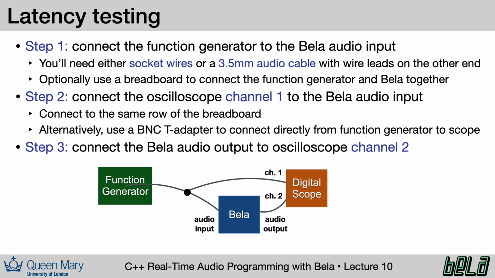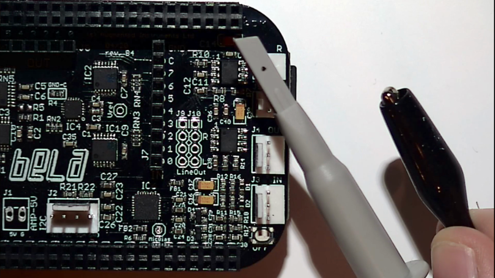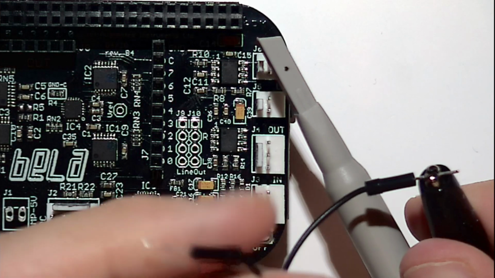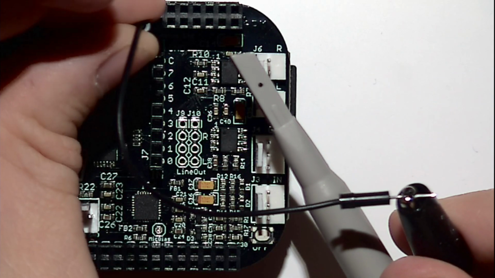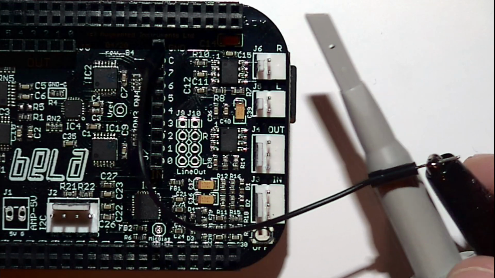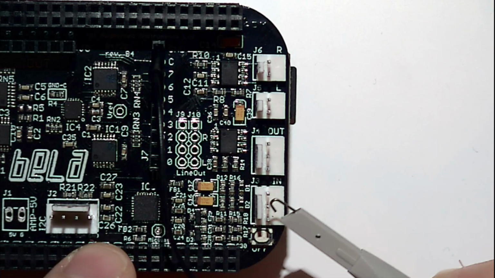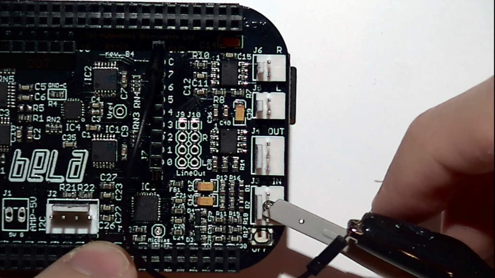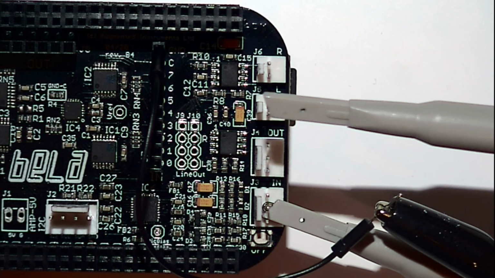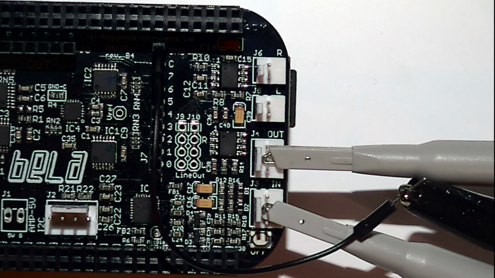Let's look at these things in practice now. Okay, so here's the probe for channel 1, and we're going to connect the ground lead of the probe to this wire here. And we will connect that to the ground on the Bela board, like so. And we will connect the probe tip to the left channel of the audio input, which is the middle of these 3 pins, like that. Okay, now we have the probe for channel 2, which we're going to connect to the left pin of the audio output, like so.